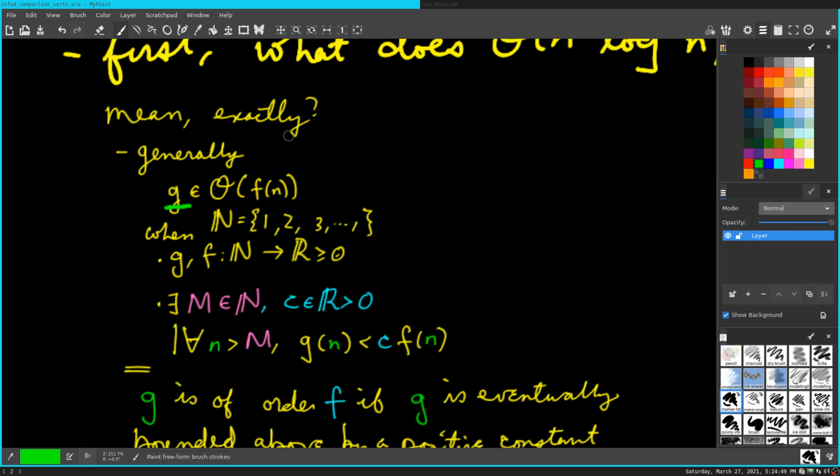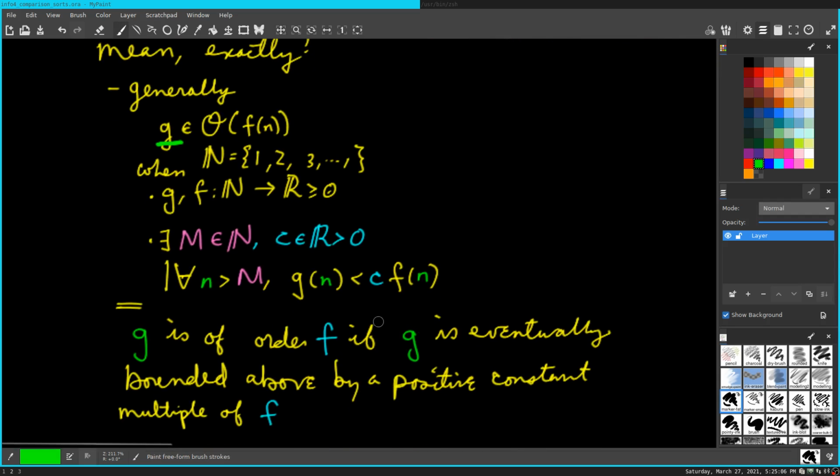G is of order f if there exists some m and a number c, which is a positive real number, such that for all n bigger than m, g of n is less than c times f of n. So maybe write this out and see how the logic connects. There are a lot of symbols here, but it means something very simple. G is of order f if g is eventually bounded above by a positive constant multiple of f.